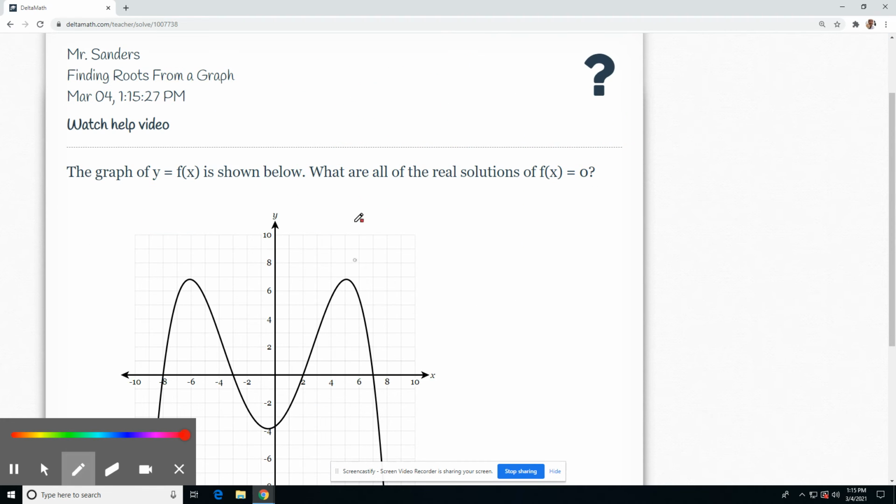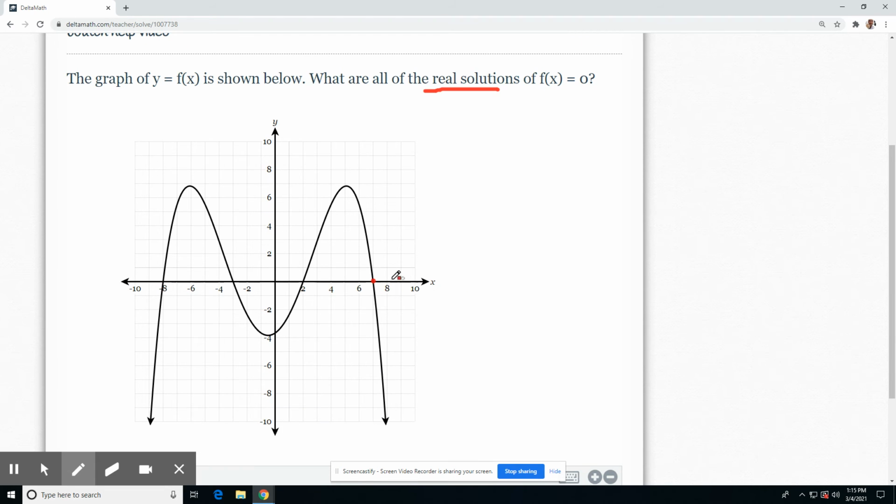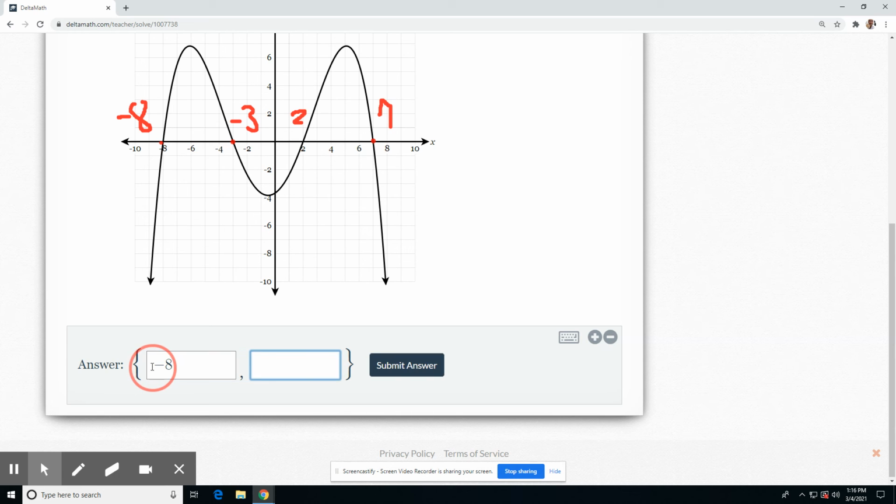So same thing. We're finding roots. What are the real solutions of f of x equals 0? Where does it cross the x-axis? So it's right there, right there, right there, and right there. So that's at -8. It's at -3. Just nice to write it out. That's at 2, and that's at 7. That's all there is. -8, -3, 2, 7.